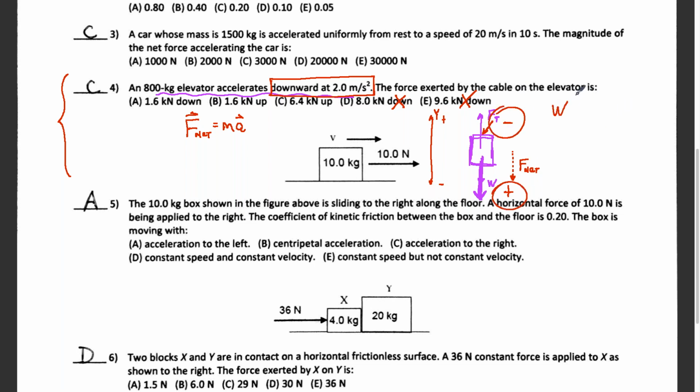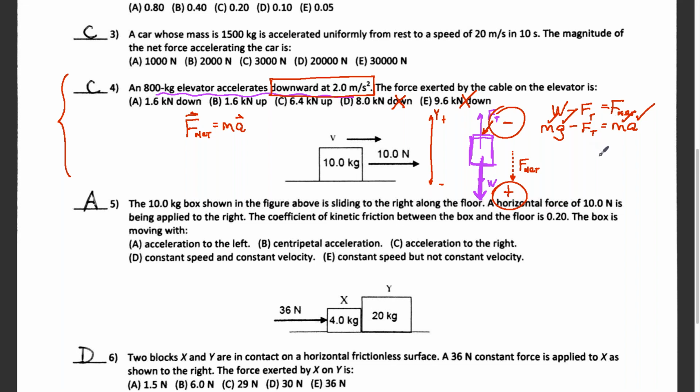That means my dynamics equation becomes weight minus the tension force is equal to our leftover force, where weight, of course, is mg. We were given the mass of the elevator, it's 800 kilograms. Tension is what we're looking for, and F net is mass times acceleration. So we really have everything we need. We have m, a, m, and g.